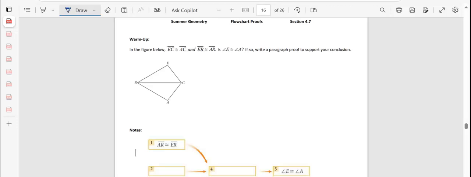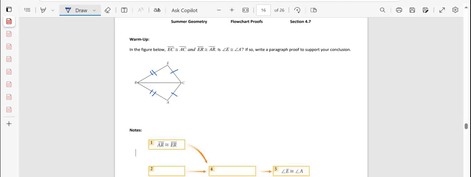We know in this figure below that segment EC is congruent to segment AC, and that segment ER is congruent to segment AR. And then the question is, is angle E congruent to angle A? And if so, let's write a paragraph proof. In lesson 4.6, when we introduced CPCTC, we kind of started writing some deductive argument, some proof, but we didn't really formalize it. So now I'm going to make it really formal.